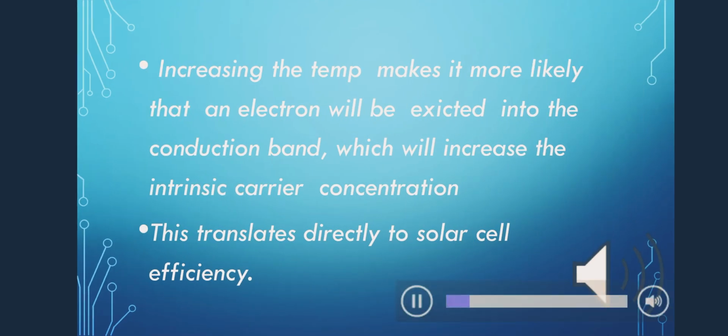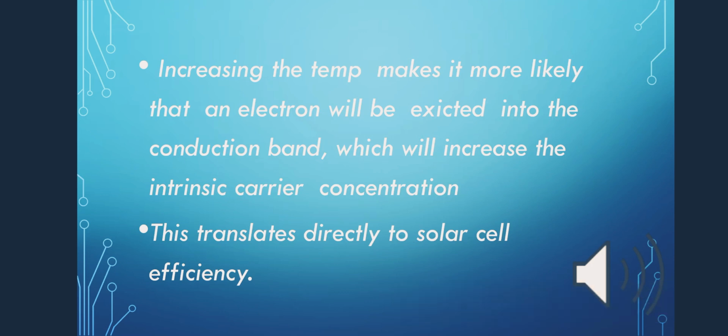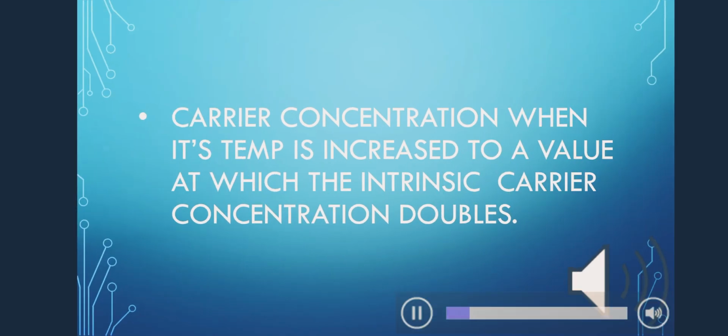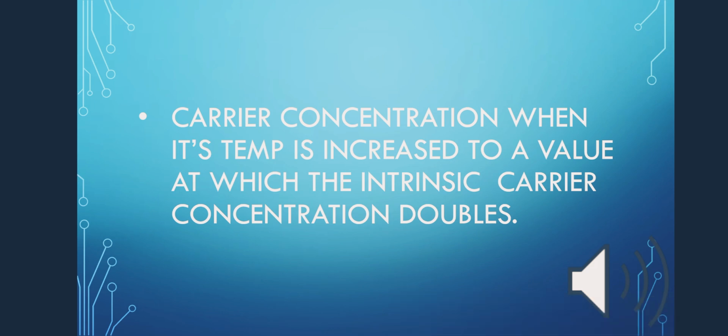Increasing the temperature makes it more likely that an electron will be excited into the conduction band, which will increase the intrinsic carrier concentration. Carrier concentration when its temperature is increased to a value at which the intrinsic carrier concentration doubles.